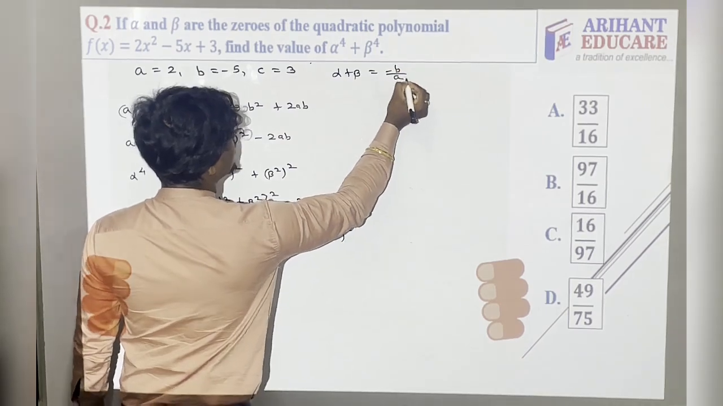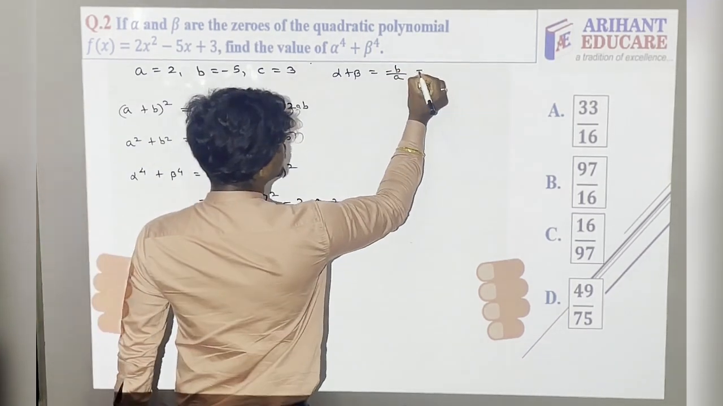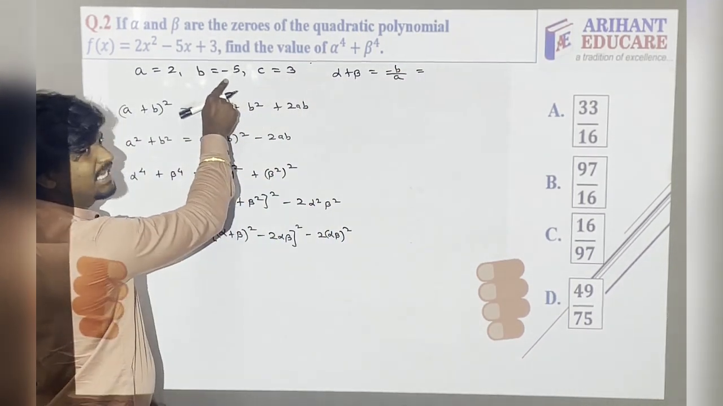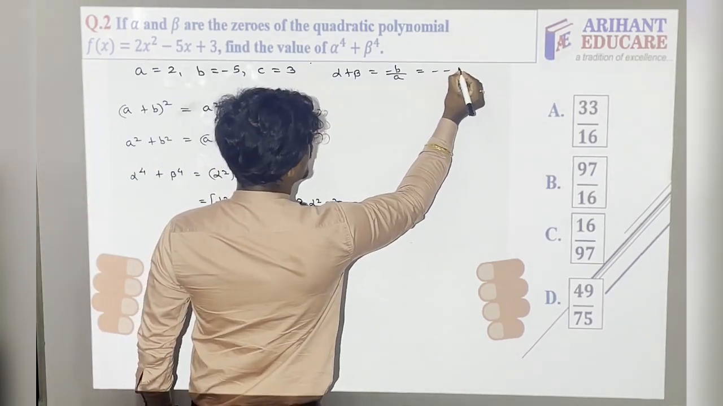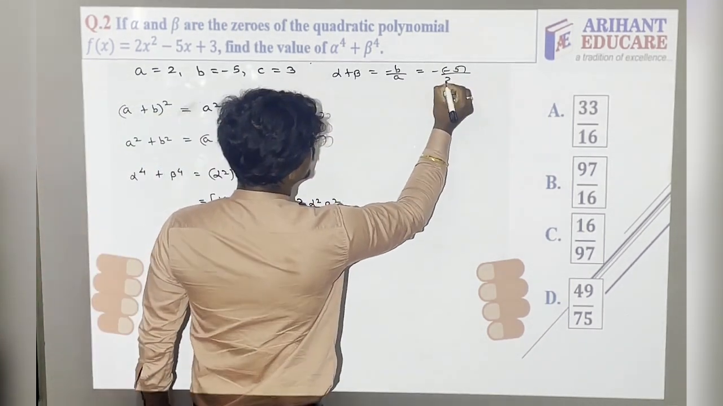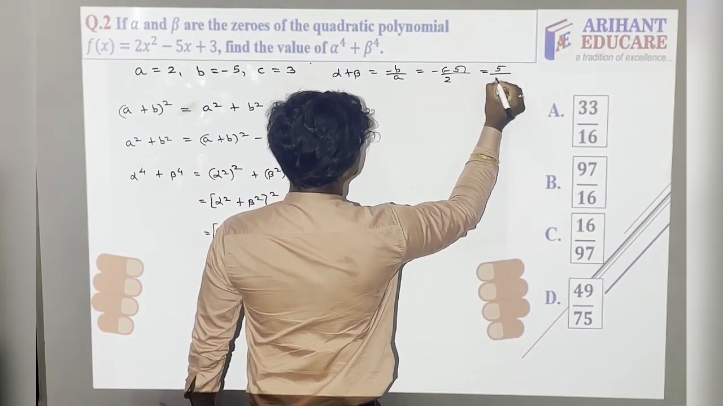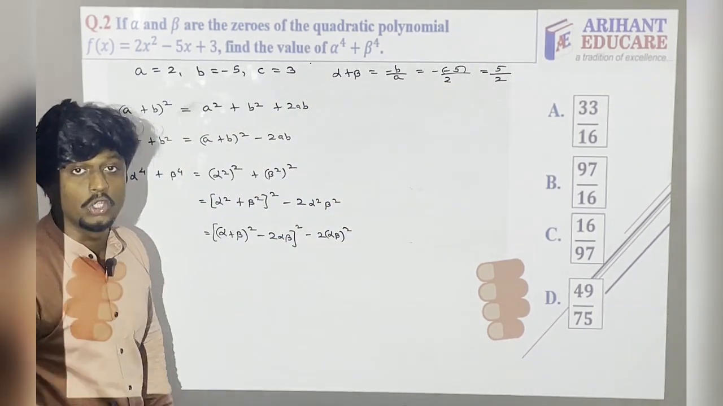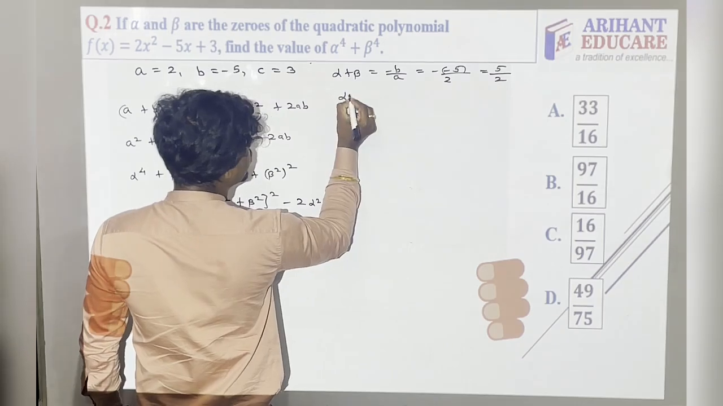Isn't it minus b upon a? Now, what is minus b? Minus of minus 5, upon, what is a? 2. So that gives me the value of alpha plus beta as 5 upon 2. Clear? Let's go for alpha beta.